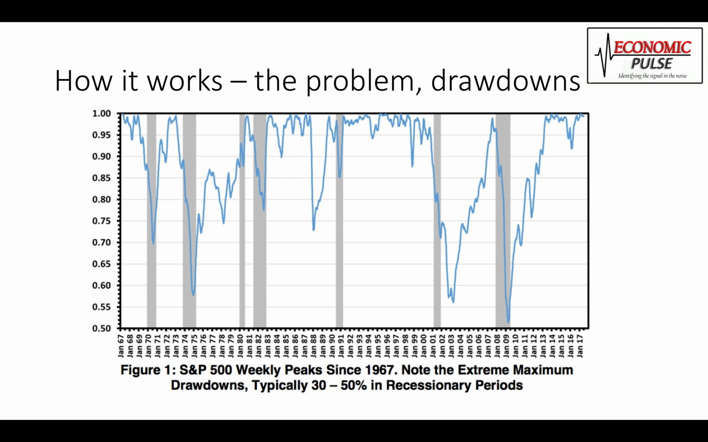So here's the problem. This is a chart of the S&P 500 and drawdowns from its peaks over time, actually since 1967. And you can see these are monthly data points. So monthly drawdowns can typically be 30 to 50%, particularly in recessionary periods. The gray bars are the recessions. Recessions drive corporate profits lower, which drives stock prices and investor sentiment lower. There are some other risk periods, like you see here in 1987, but primarily we're trying to avoid recessions.